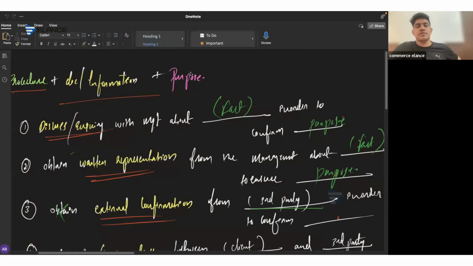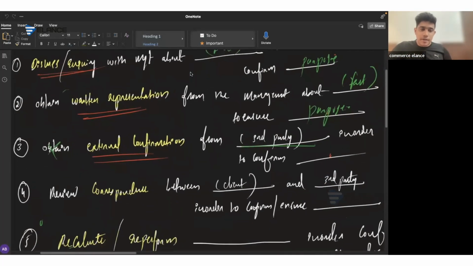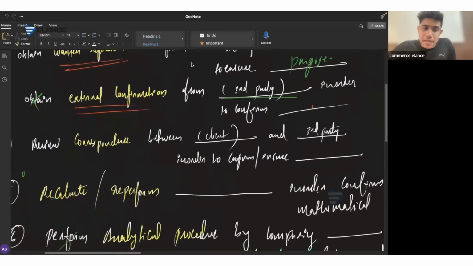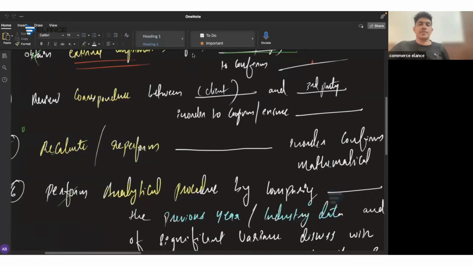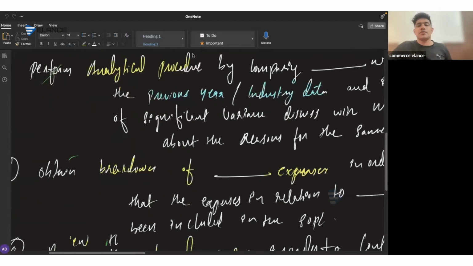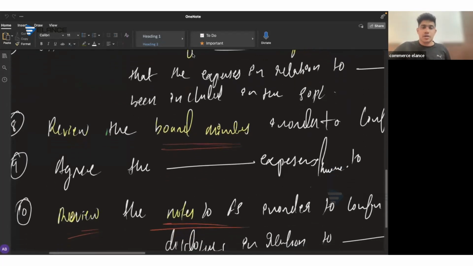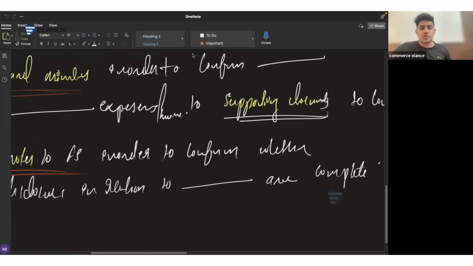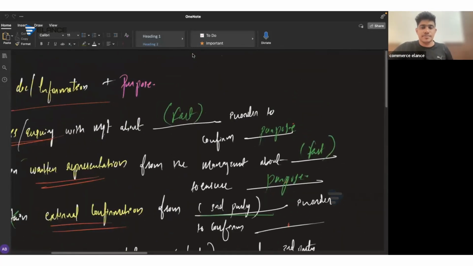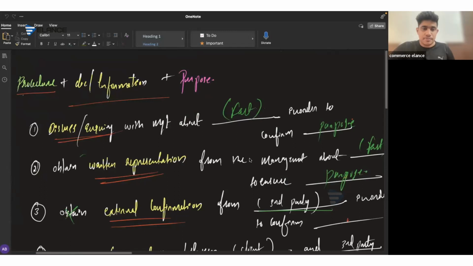And when you write the substantive procedures, you must always consider whether there is any possibility of discussing or inquiring something with the management. Is there anything about which you can obtain written representation? Is there any possibility of getting an external confirmation from someone? Or of reviewing a correspondence? Recalculation or reperformance is possible. You have to consider whether there is any possibility of performing an analytical procedure. You have to consider taking the breakdown of expenses. You can review the board minutes. You can agree the expenses to the supporting documents and review the notes to the financial statements. Is that clear, everyone? Yes, sir. So this is what you need to consider in relation to the substantive procedures.